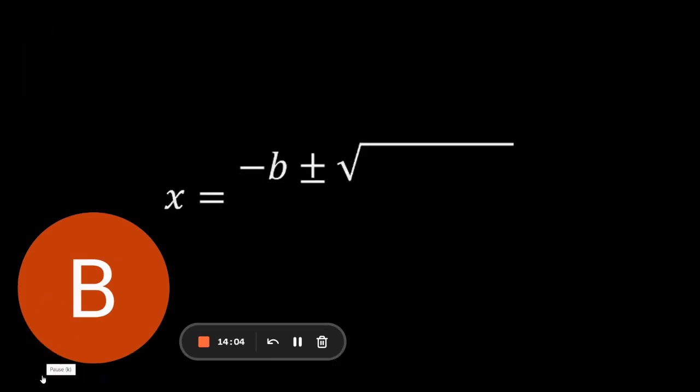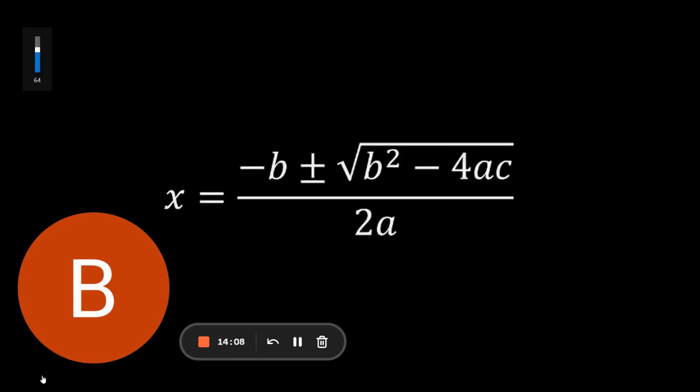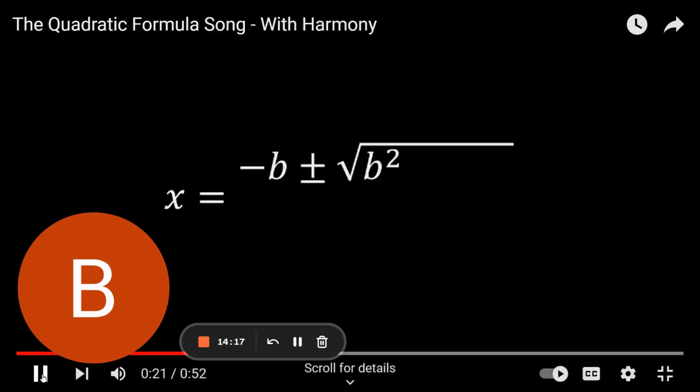Why isn't it going? This one. Minus the square root. B squared minus 4ac all over 2a. Okay, everybody doing it. Negative minus the square. B squared minus 4ac all over 2a.